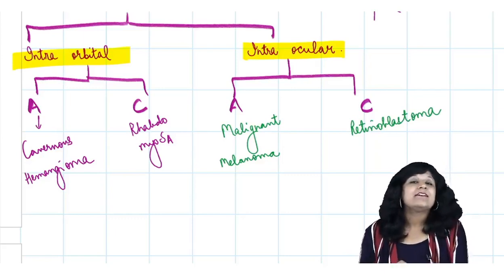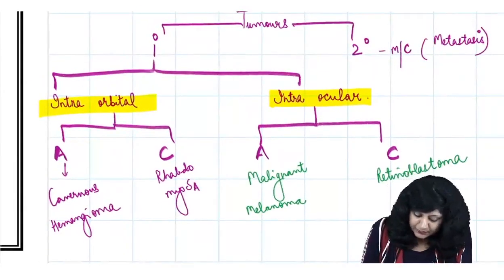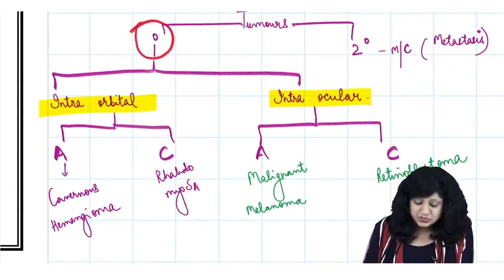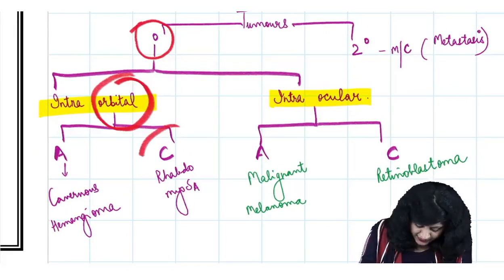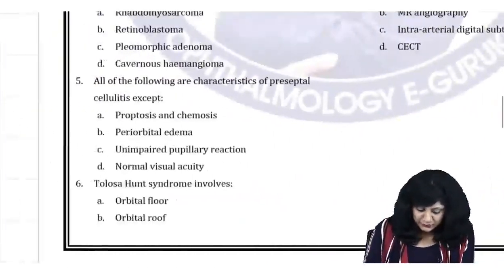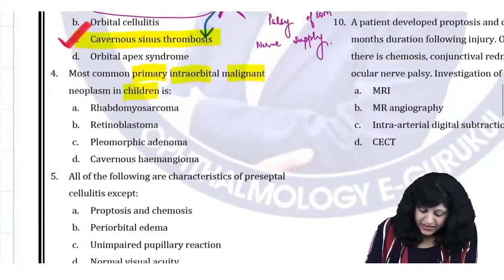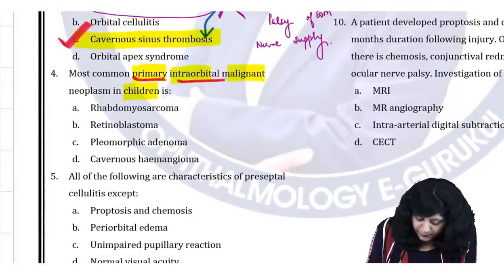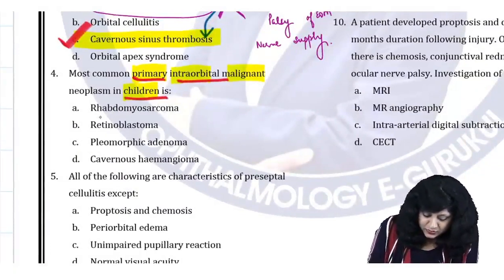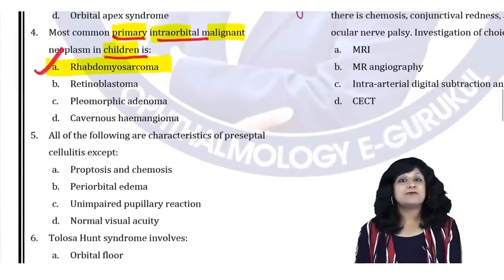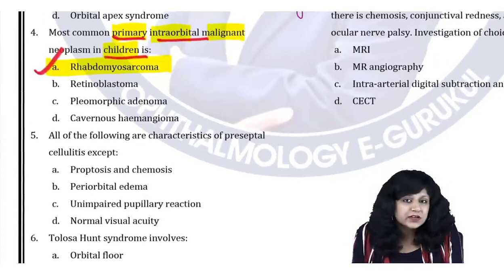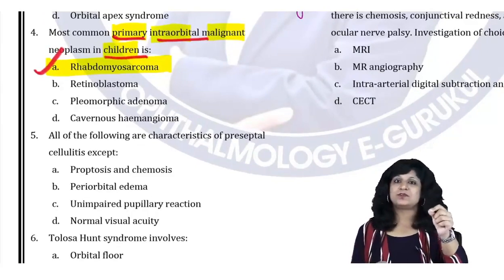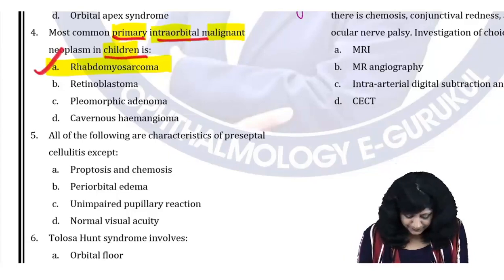Now what they have asked is a primary tumor, then an intraorbital tumor, then in children. Yes or no? If you look at the question here, they have asked primary, intraorbital and in children. So the answer to this question is rhabdomyosarcoma. The question is not tough, but you have to be very careful regarding each word there, because a change of just one word will lead to a different answer.